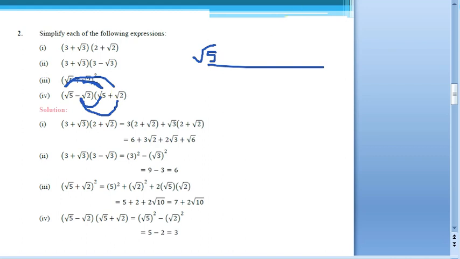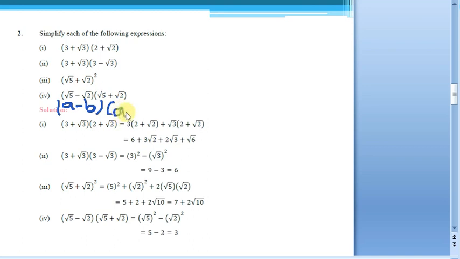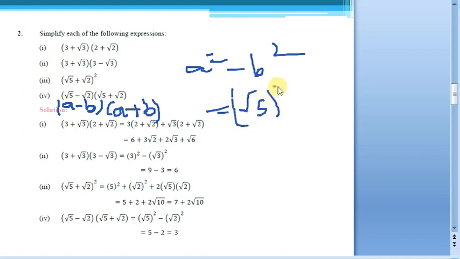Otherwise, just observe what is going on here. If I assume root 5 as A and this as B, then we have A minus B into A plus B. What is A plus B into A minus B? That is nothing but A square minus B square. In place of A, root 5 is there, so root 5 square minus, in place of B, root 2 square. Root 5 square is root 5 into root 5, which is 5, minus root 2 square, which is root 2 into root 2, that is 2. So 5 minus 2 is going to be 3.